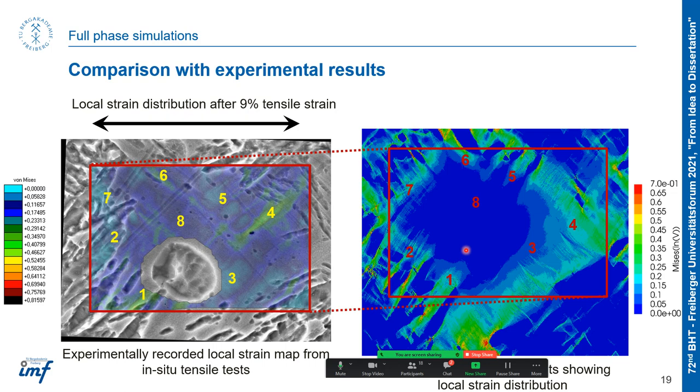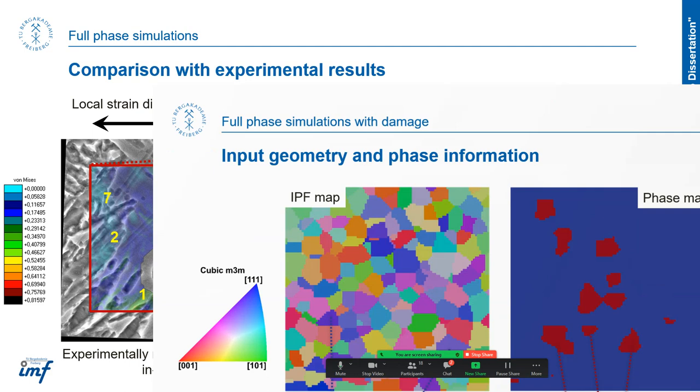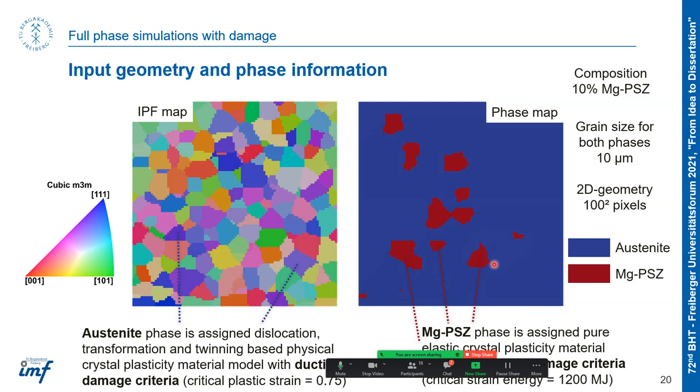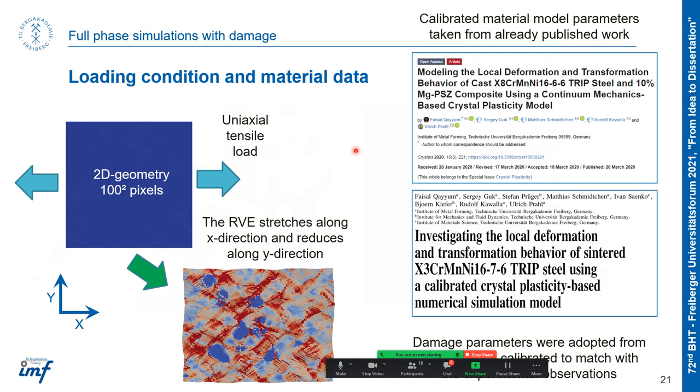So after covering all the bases, what we did was we incorporated damage criteria. So at higher strains, we are still able to predict the material properties quite accurately. And then here you see a virtually constructed IPF map of a phase map, which was smartly designed. So we have a well-resolved and also not so large RVE, so we can reduce the computation times. And we ran the simulations using calibrated data, which was already published throughout the work, and then we applied tensile load on it to deform the RVE.